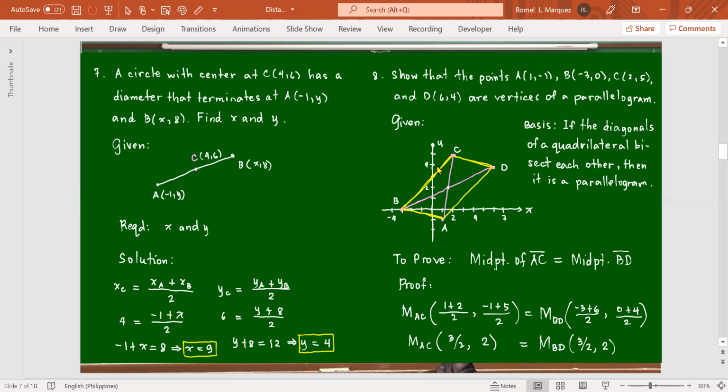So meaning, the diagonals bisect each other, but they are not equal diagonals, huh? They just meet at a common point so that each diagonal is divided into 2 equal parts, no? But the diagonals are not equal to each other. Okay, guys?